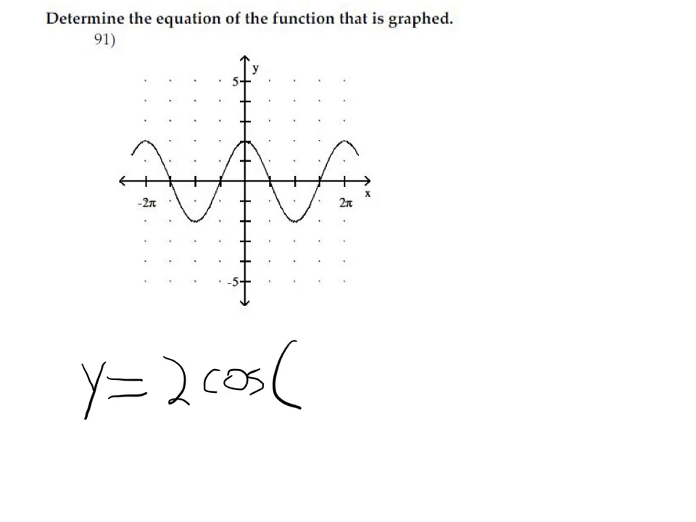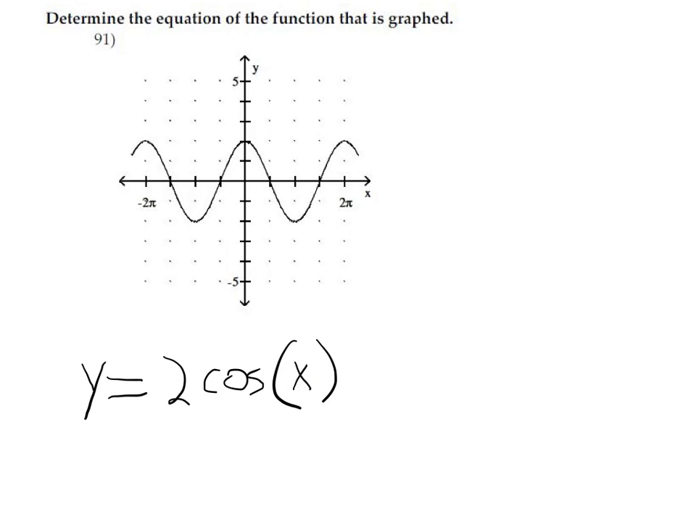The period is normally 2 pi. So from the very top to the top of the next bump is 2 pi. So this is a regular period. So we just have x. It normally starts at 0 up at the amplitude. That's where this one is starting. So we're not doing a plus or minus x. We're not moving left or right. So we have 2 cosine x.